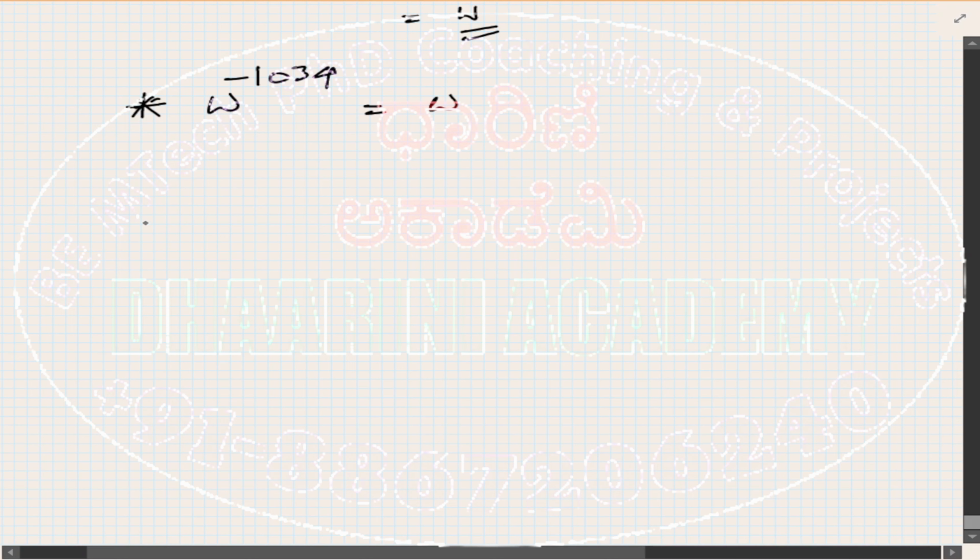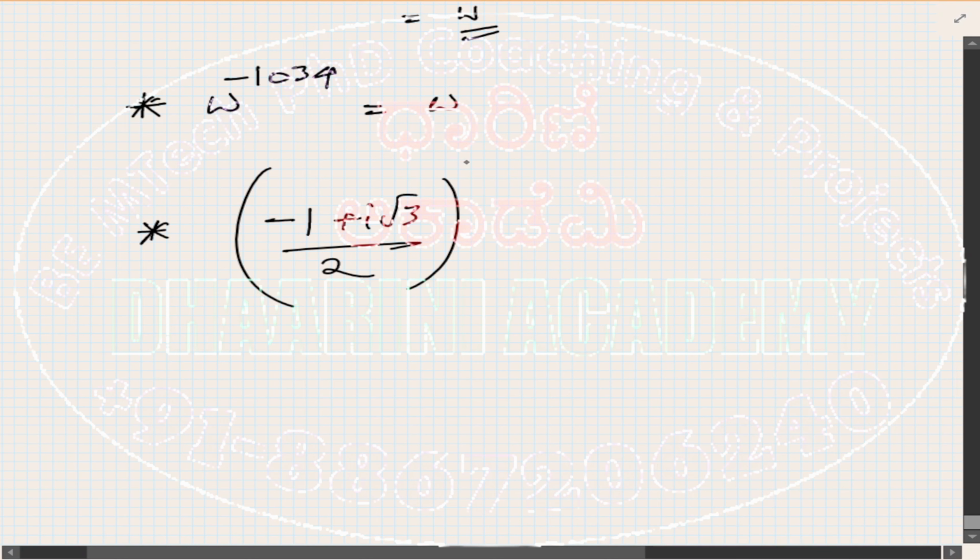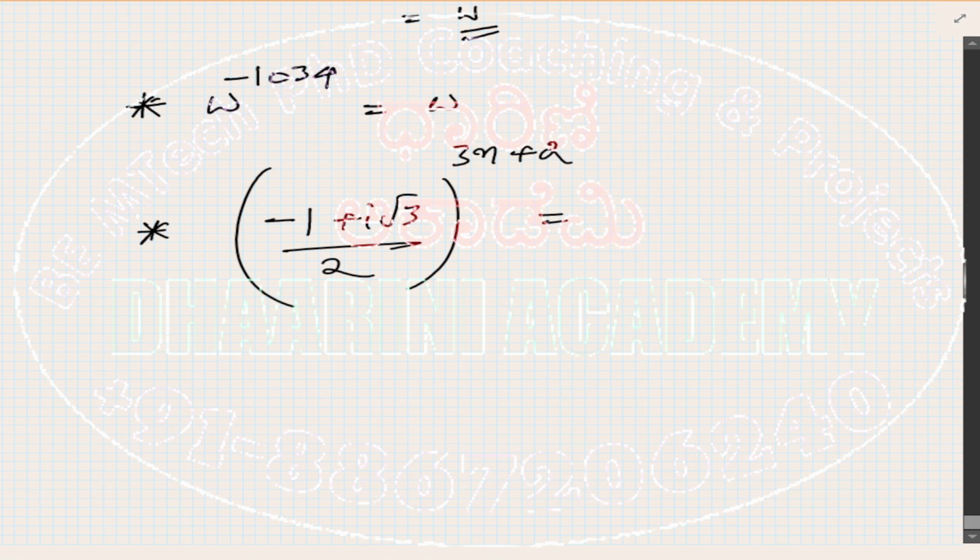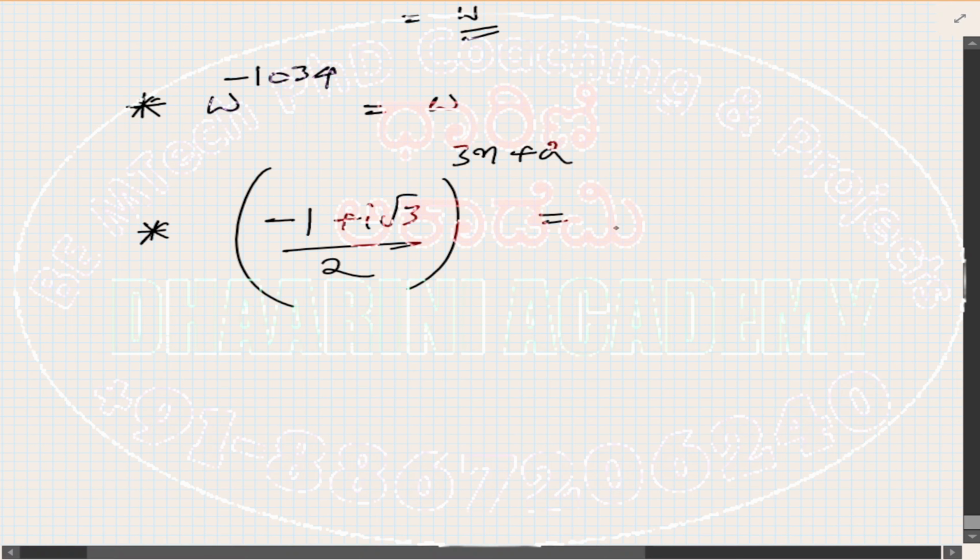All right, next question. Calculate minus 1 plus I root 3, whole divided by 2, to the power 3n plus 2. So this is equal to omega square. All right, next question.